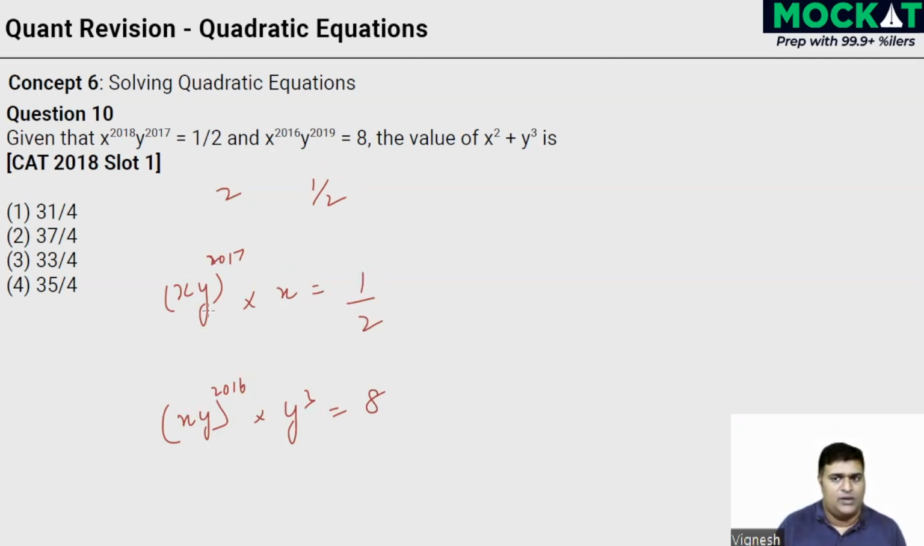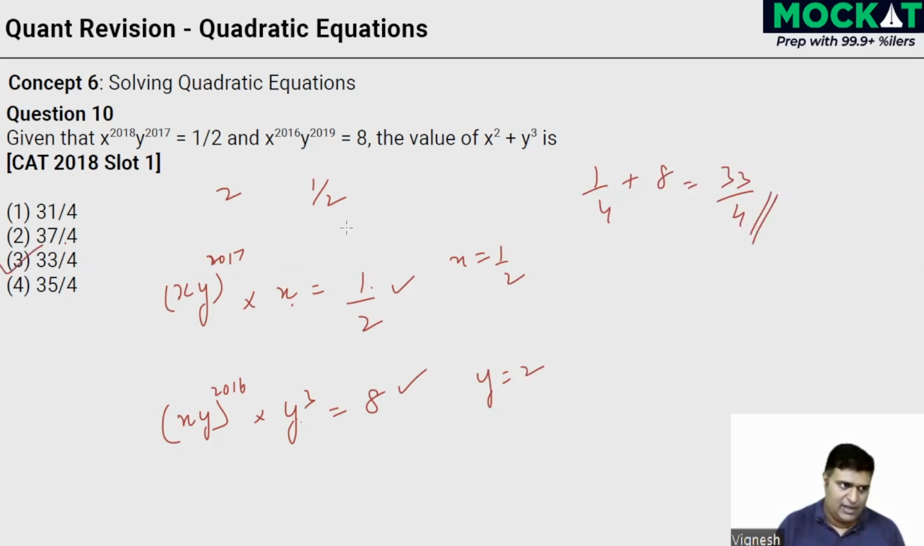Xy is going to become 1, then x is half, meaning y should become the reciprocal 2. Does that make sense? If y is 2, 2 cube 8 makes sense, right? You can just observe that and close it out because x square plus y cube is such small numbers. So x square plus y cube over here is going to be 1 by 4 plus y cube, which is 2 cube, 8. Take the LCM and you get 33 by 4. Option 3 becomes the answer here.